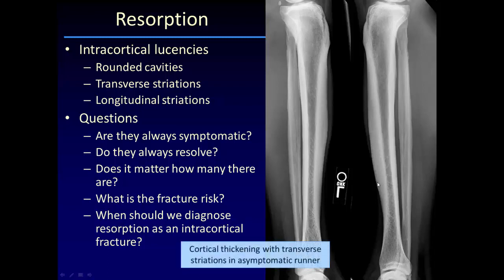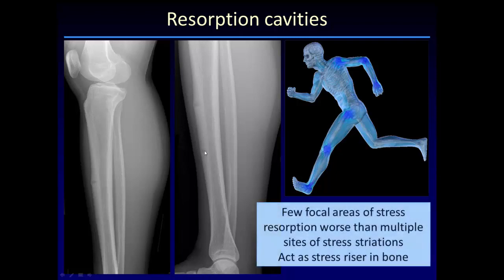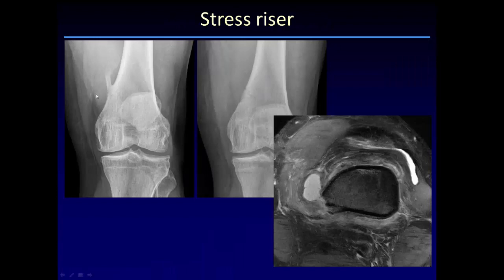Now, I worry more about these when there's only one or two of them. Here we see an example where there are only a few. When you have a lot, your load is being distributed over a great area. When there's only a few of them, you have an area now that acts as a stress riser. So a few of these are, in my opinion, much worse than having multiple ones. And these are the ones where I encourage the patients to rest because they have a focal stress riser in their bone. Now, what does a stress riser mean?